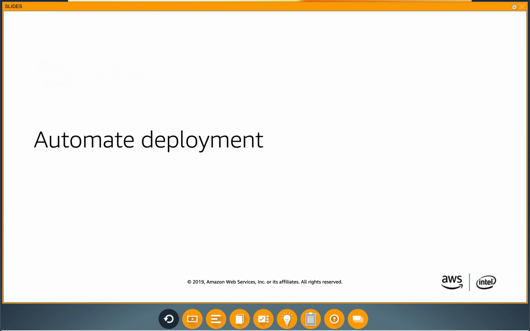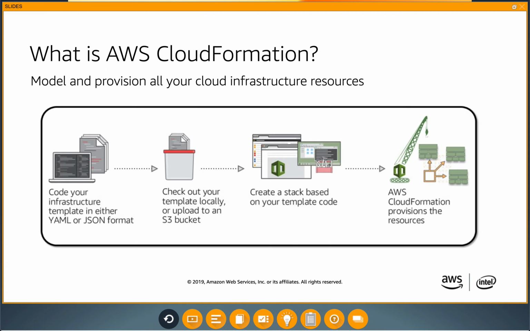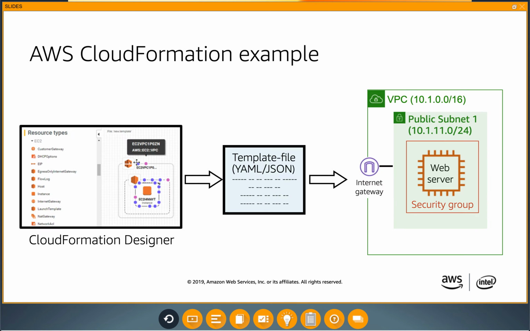Automate deployments. What is AWS CloudFormation? AWS CloudFormation is a service that makes it easy to create repeatable, deployable models of your infrastructure, allowing you to capture your infrastructure as code or templates. First, you code your template describing your infrastructure. In this case, it would include our VPC, subnet, internet gateway, and security for our network, and a single instance to run our application.